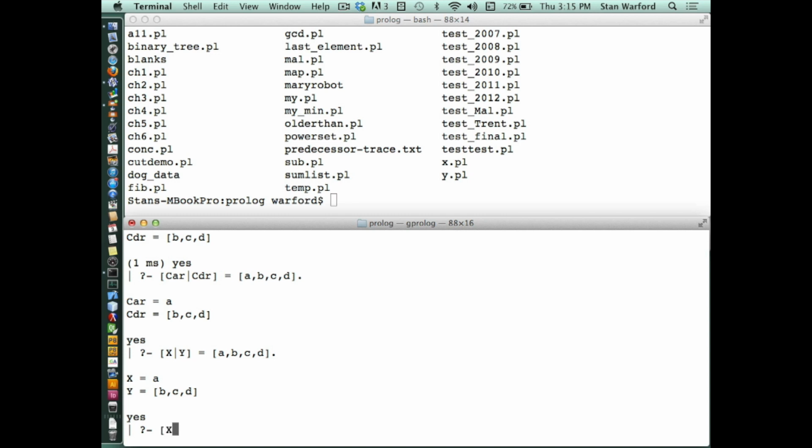Capital X, vertical bar, capital Y, match. Now, what about this list? From your experience in Scheme, can you predict what this will be? X will be the element A, and then what? And Y will be the empty list. Is everybody clear on that? So the empty list is just an empty square bracket. Is everybody good?